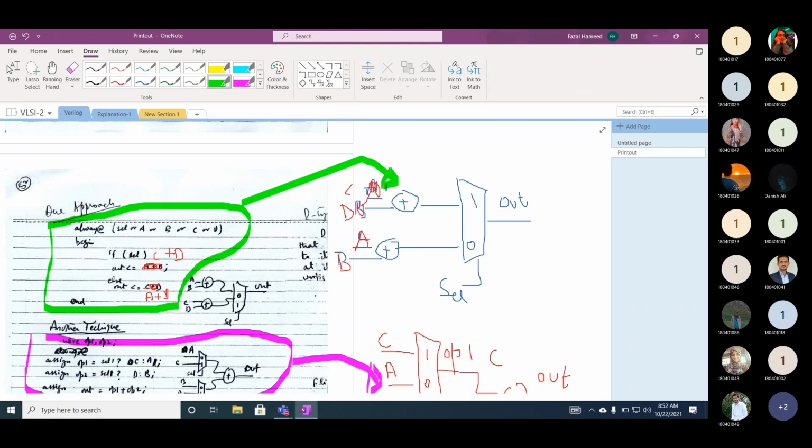Now I have used data flow modeling here. You can also use behavioral modeling, it doesn't matter. But if I ask the same question, design this hardware using data flow modeling, then you have to use continuous assignment. Design this hardware using gate level modeling, then you have to use and, or. If I ask to design this hardware using behavioral model, you have to use if and else or case statement. So you need to know all types of modeling for digital circuits.